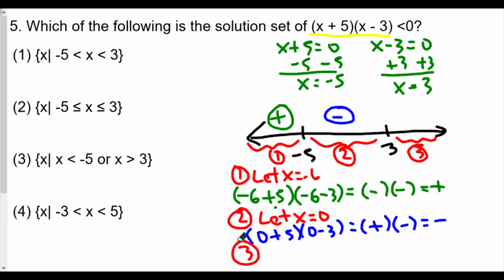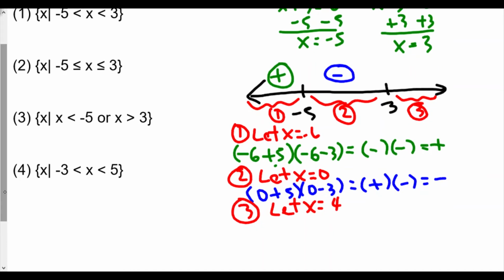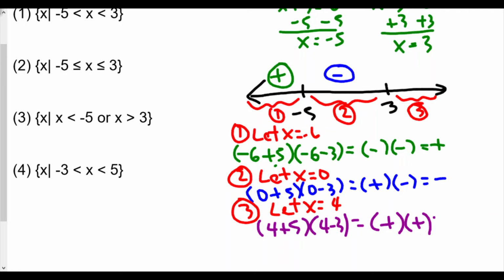Finally, region 3. In region 3, let's pick a value greater than 3. Let x equal 4. We plug in and get 4 plus 5 times 4 minus 3, which means we get a positive value times a positive value, which equals a positive value. So if you pick any value of x greater than 3 for this expression, you will get a positive result.